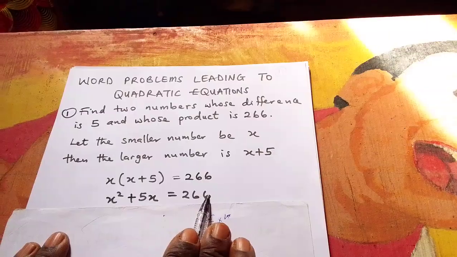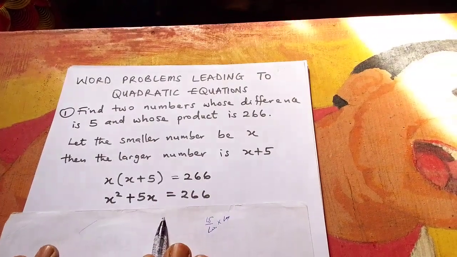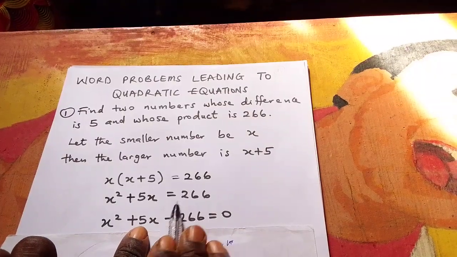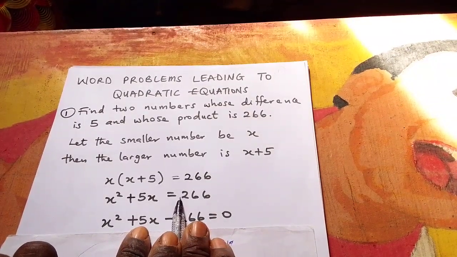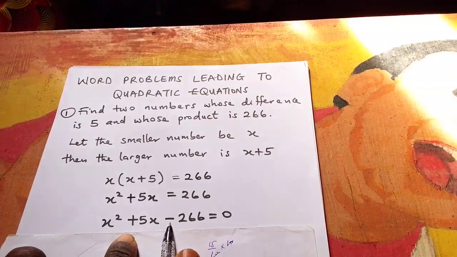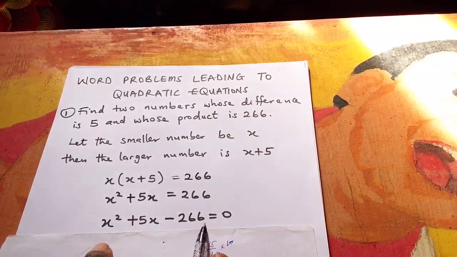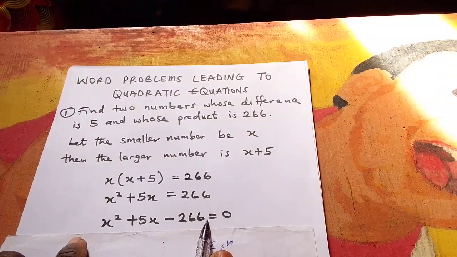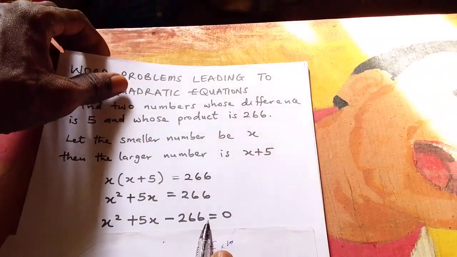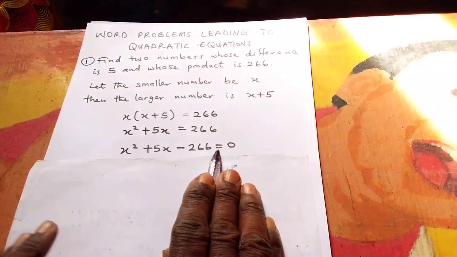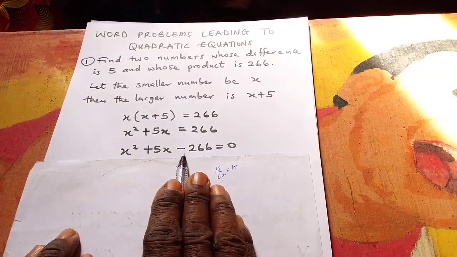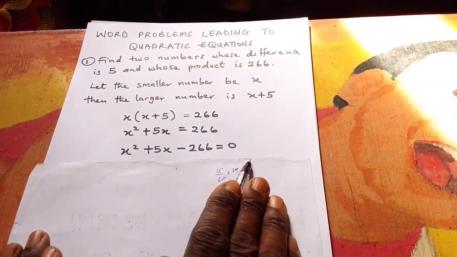So now let us bring this 266 to this side. So you now have x squared plus 5x. When 266 crosses the equality sign, it turns to minus 266. From here, you can use any method to solve the equation. I'm going to use factorization to solve this quadratic equation. So that is x squared plus 5x minus 266 is equal to 0.